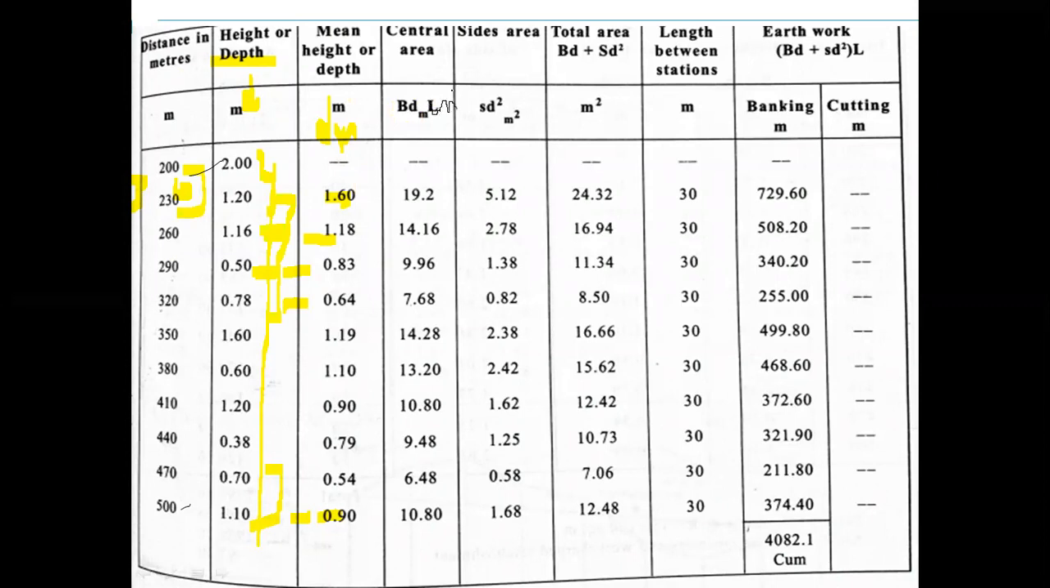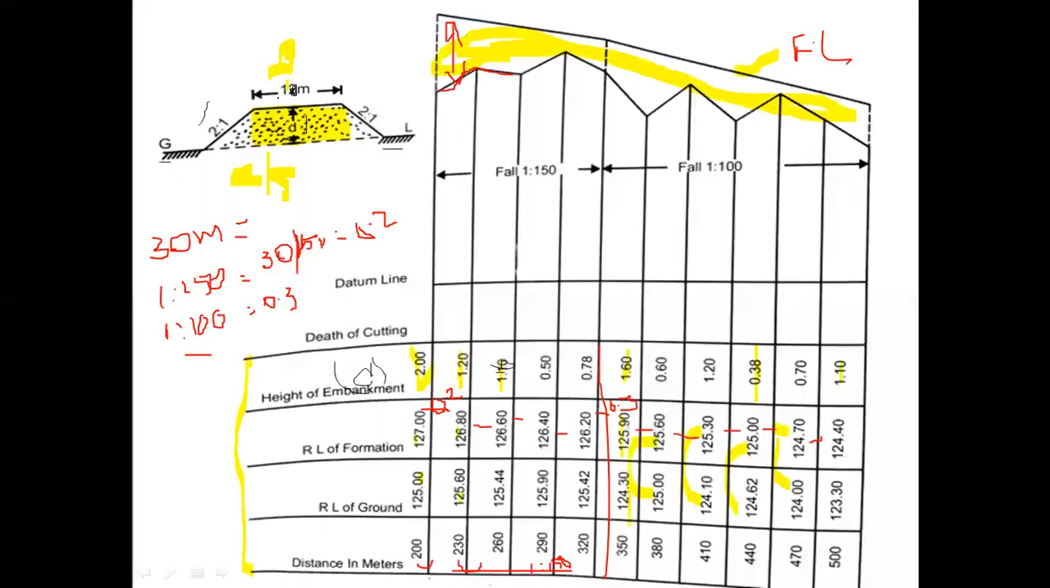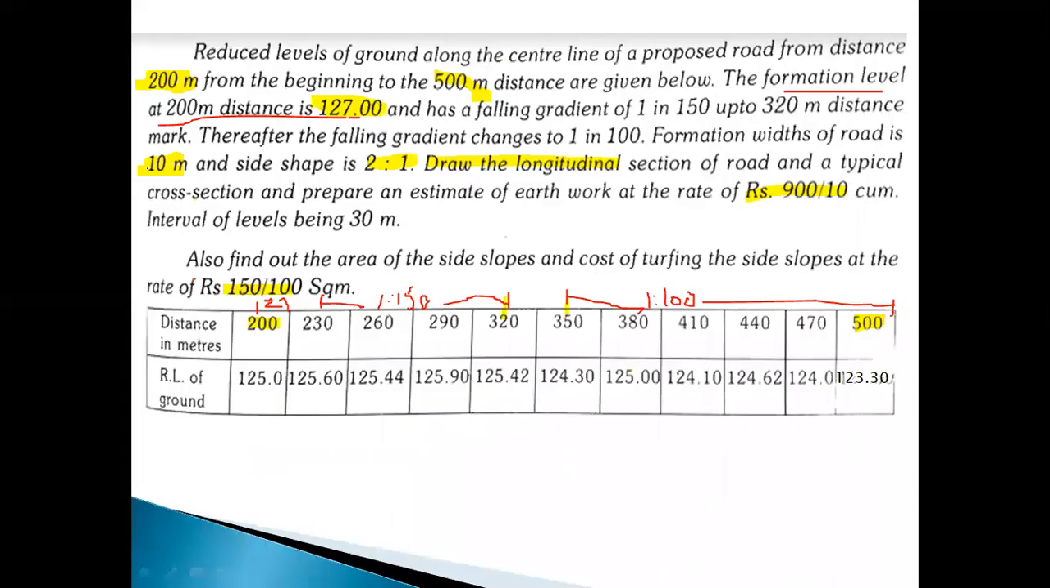It is a meter square, area square. Only BDM, B into DM. So here the mean depth area B is 12 meters. Sorry, it is 12 meters, and it is also 12 meters, right?